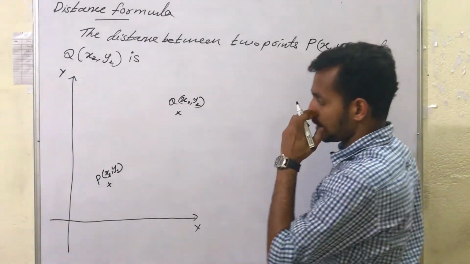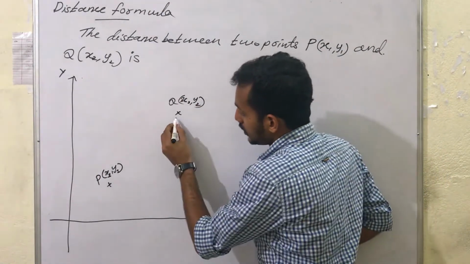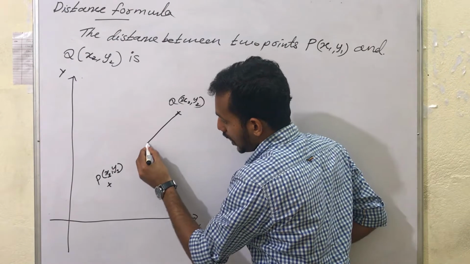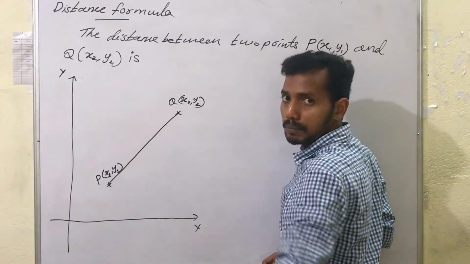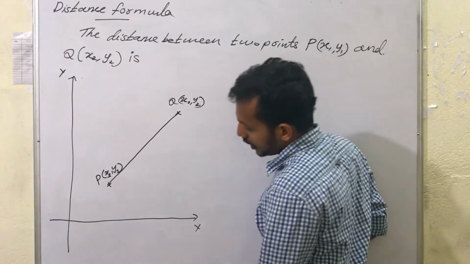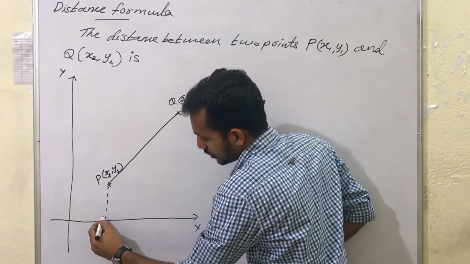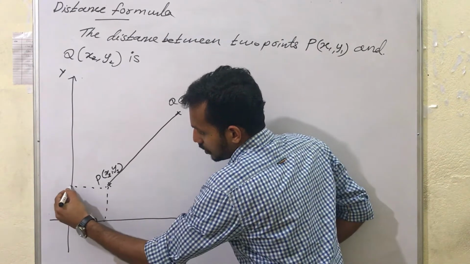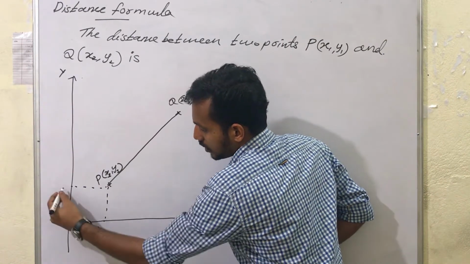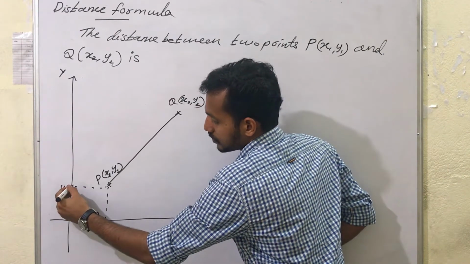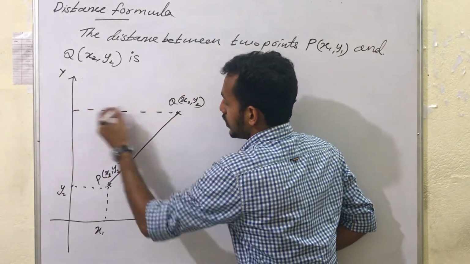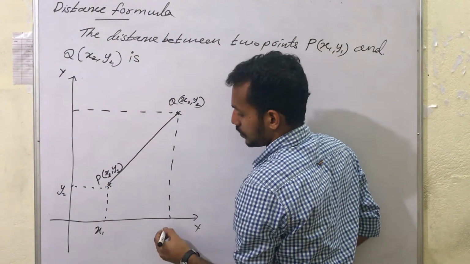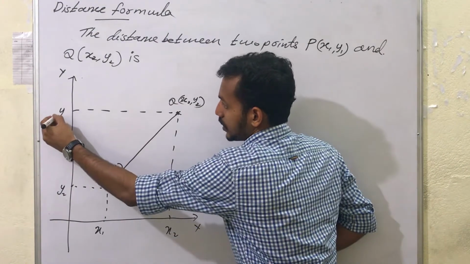Now we need to find the distance between this point P and Q. That means we have to find the length of PQ. For that, first mark here x1 and y1, here x1 and y1. Similarly, here x2 and here it will be y2.